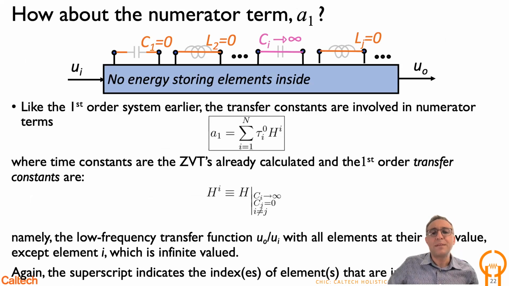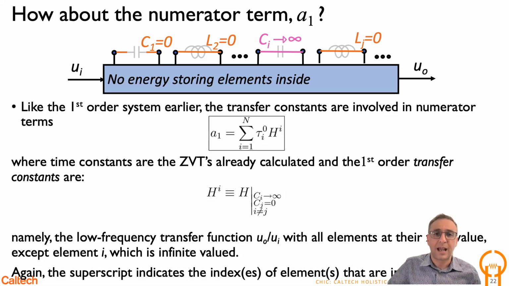The same way that B1 was just the sum of the time constants, A1, the coefficient of s in the numerator, is very similar. It's the sum of the time constants, but each time constant is multiplied by its associated transfer constant, H^i. Now, what do these transfer constants mean? What is H superscript i? H superscript i is the ratio of U_o to U_i.